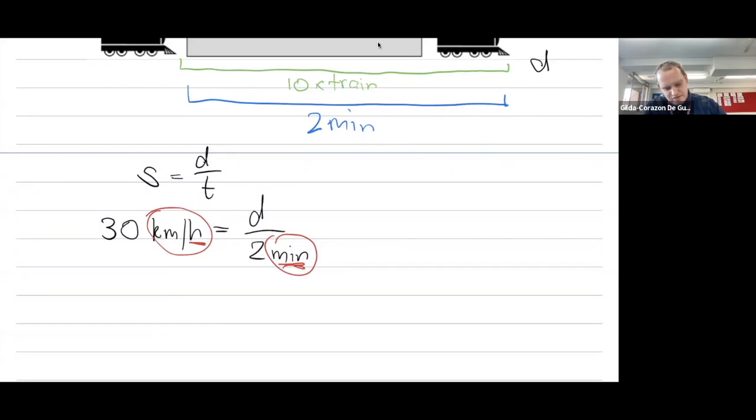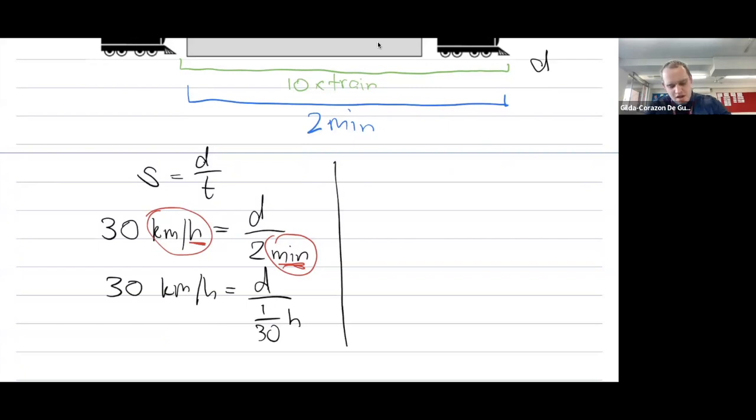Easiest way to do that is a fraction. So we can say 30 kilometers per hour equals distance over 1/30th of an hour. Okay, if I just continue my work over this side, so I don't have to keep scrolling, we can now multiply both sides by 1/30th. Okay, so solving that equation. So multiply by 1/30th, multiply by 1/30th.